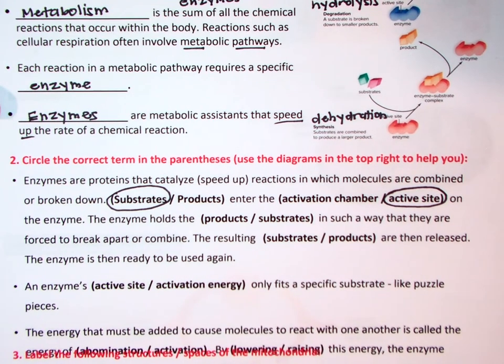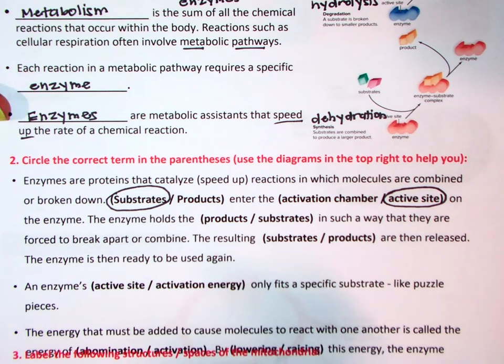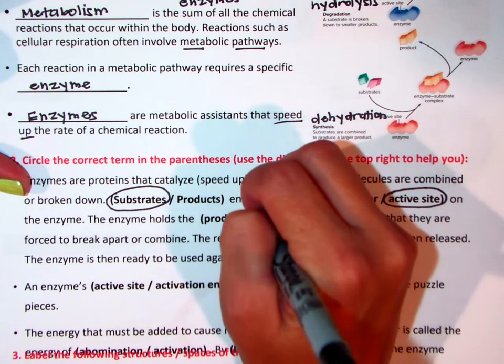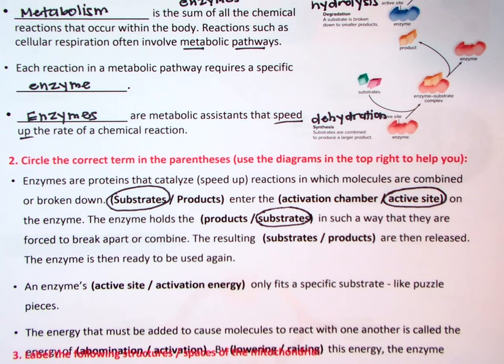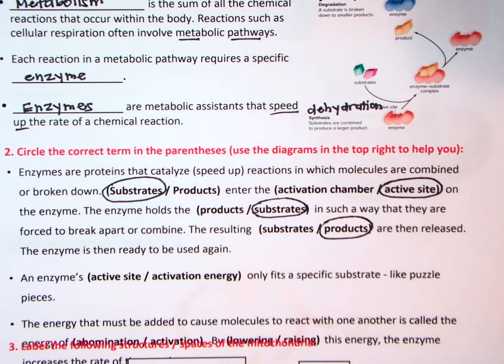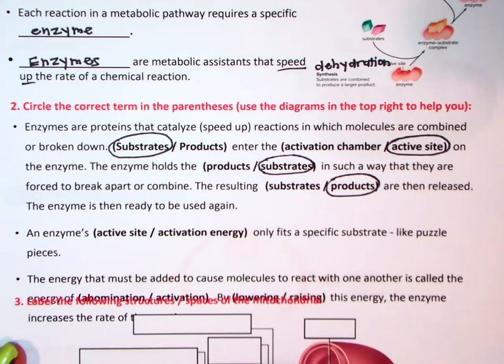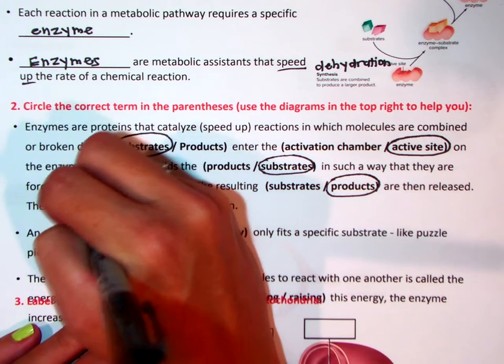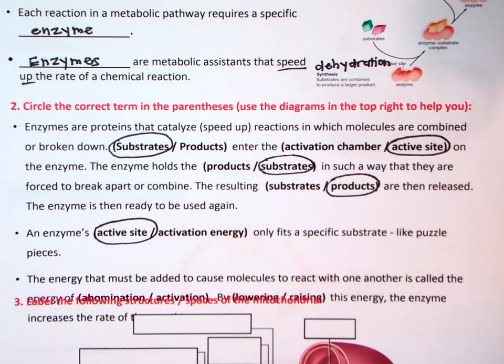On the enzyme, and the enzyme holds the substrates in such a way that they are forced to either break apart or combine. The resulting products, that's our end products, are then released and the enzyme is ready to be used again. So like we saw on the whiteboard picture, an enzyme's active site only fits a specific substrate like puzzle pieces.